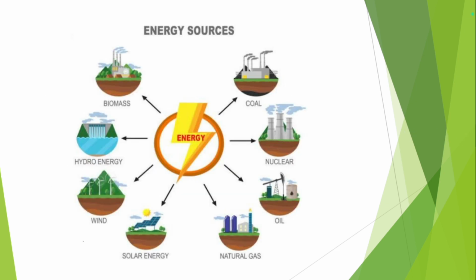We have completed the water resources. Now we shall continue with the energy resources. Let's start. First of all, in the diagram, as you can see, how many types of energies are there? There are 8 types of energies. If we classify them, let's see what they are. Biomass energy, hydro energy, wind energy, solar energy, natural gas, oil, nuclear energy, and coal.